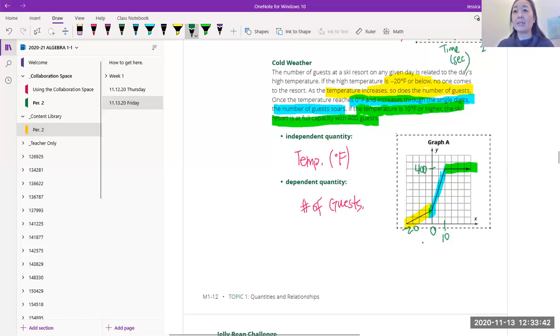So again, our x-axis is going to be the temperature because we can't control that. Ski resorts can't control that. So that's temperature in degrees Fahrenheit. And then our y-axis is going to be the number of guests. Notice right here, there's no time. There were no minutes, no seconds, no weeks, no nothing. We don't know anything about that. So that's why we're not even thinking about time as our independent variable.